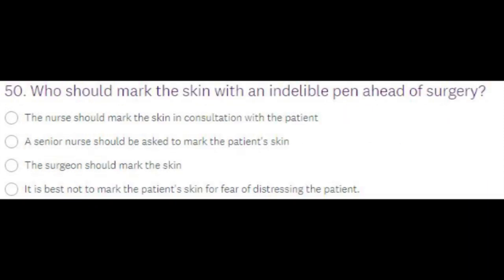The last question, question number 50. Who would mark the skin with an indelible pen ahead of surgery? Options are: A, the nurse should mark the skin in consultation with the patient. Option B, a senior nurse should be asked to mark the patient's skin. Option C, the surgeon should mark the skin. Option D, it is best not to mark the patient's skin for fear of distressing the patient. So I know you know the answer well. Option C, the surgeon should mark the skin.